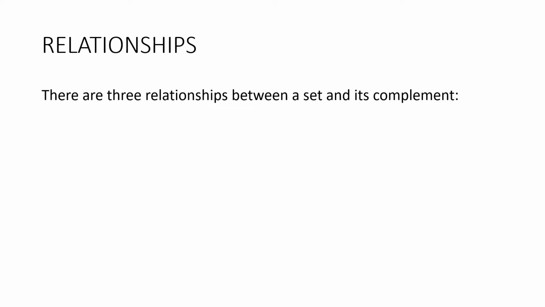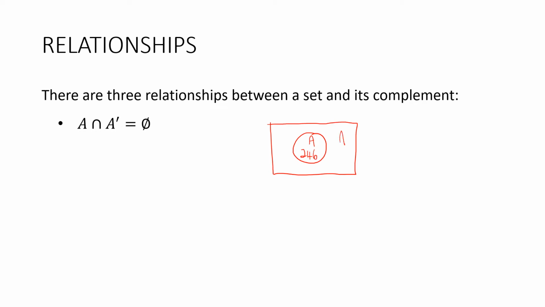Now there are three relationships between a set and its complement. The first one is that the intersection between a set and its complement is the null set. So let's take our previous example where we had a set A which had the elements 2, 4, and 6, and outside that set, but within the universal set, were the numbers 1, 3, and 5. Now there is no overlap between those two sets. Have a look. 2, 4, 6 here and 1, 3, 5. So the intersection between those two sets is the null set.